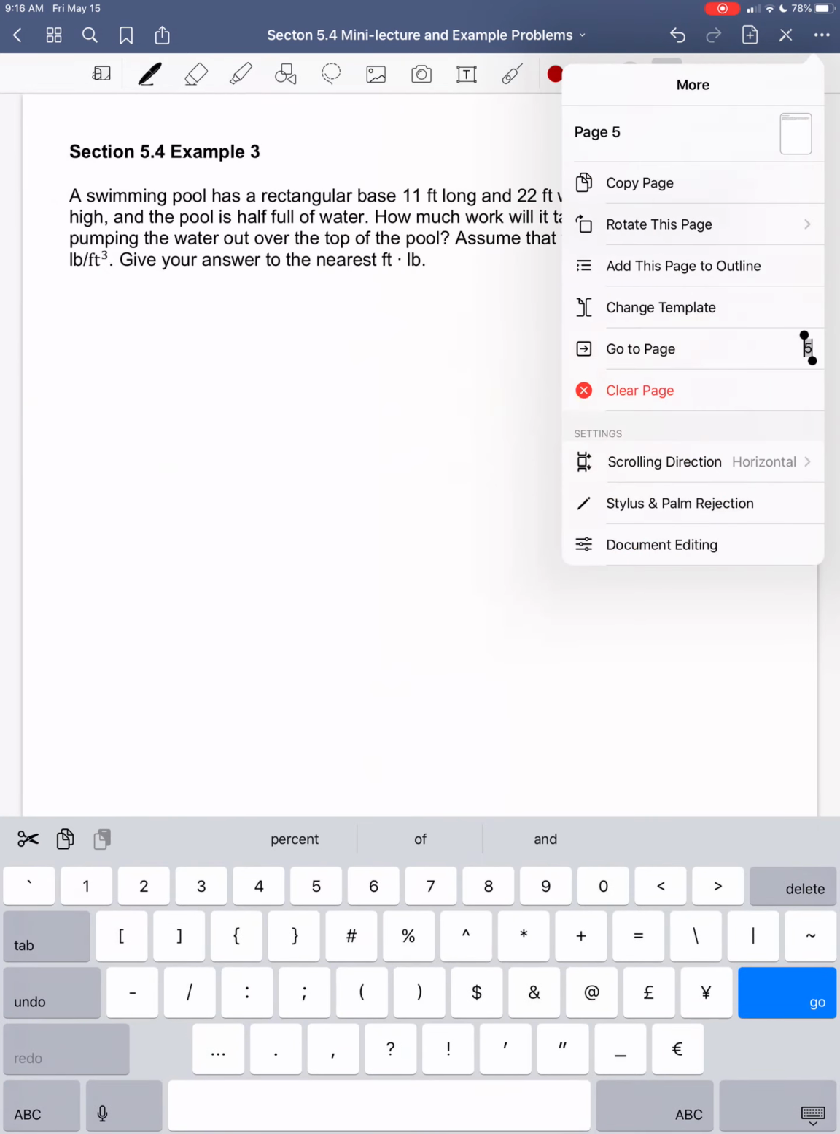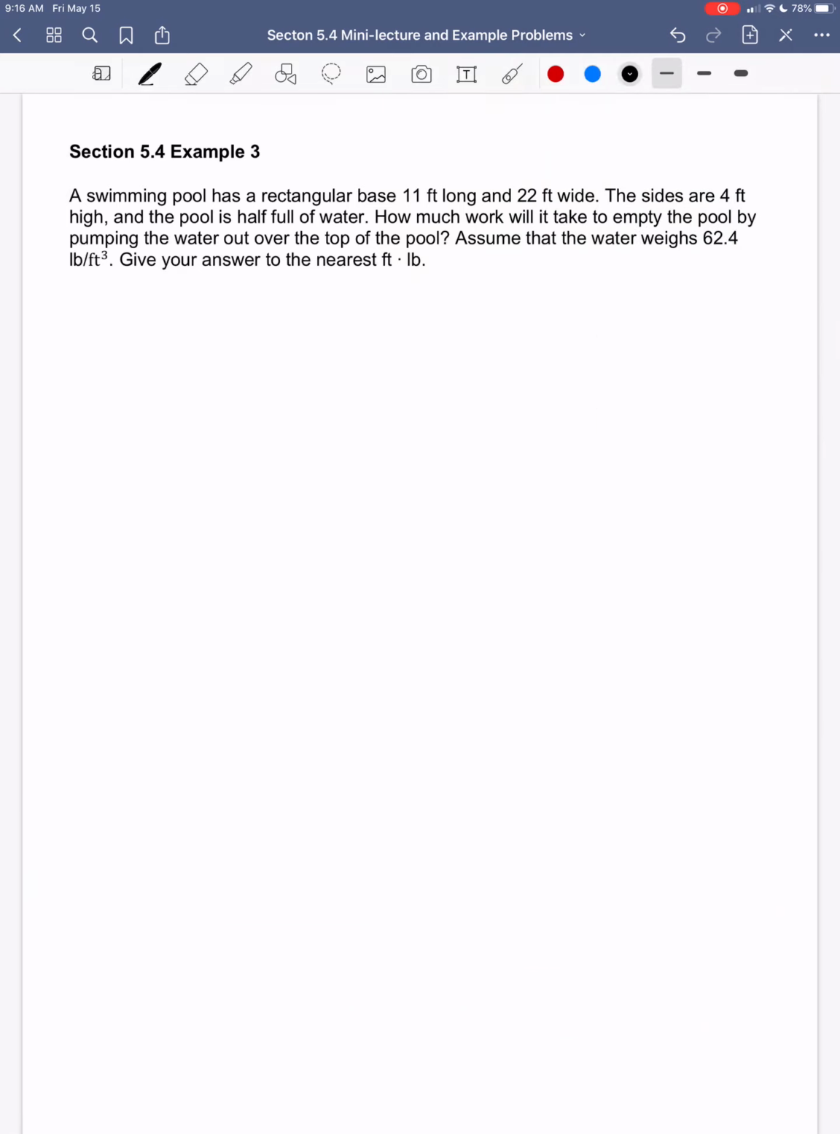Okay, one more example. A swimming pool has a rectangular base 11 feet long and 22 feet wide. The sides are 4 foot high, and the pool is half full of water. How much work will it take to empty the pool by pumping the water out over the top of the pool? Assume that the water weighs 62.4 pounds per cubic foot. Give your answer to the nearest foot-pound. That is the weight of water, just rounded to 1 decimal point there.